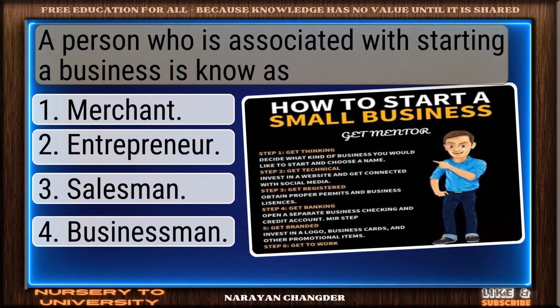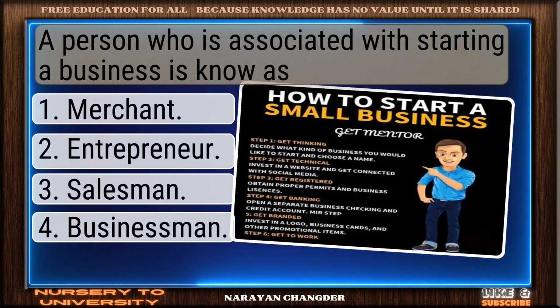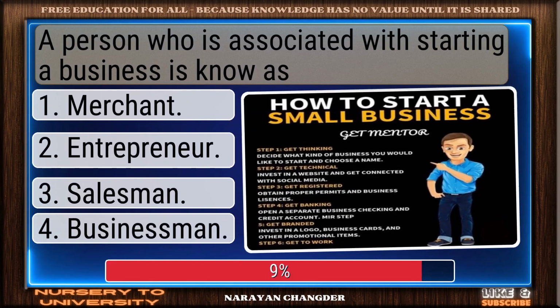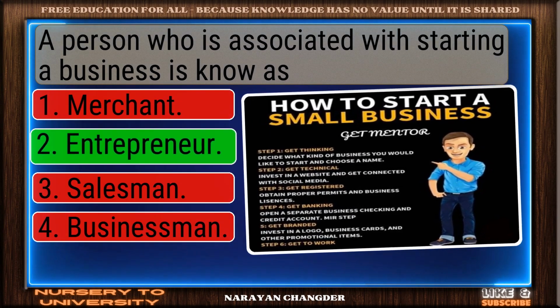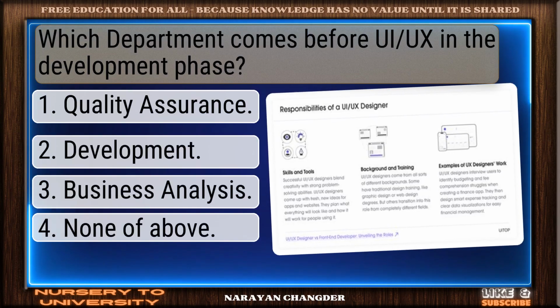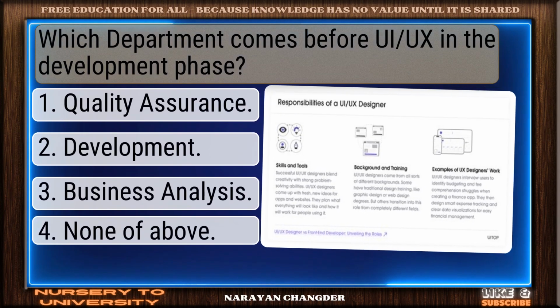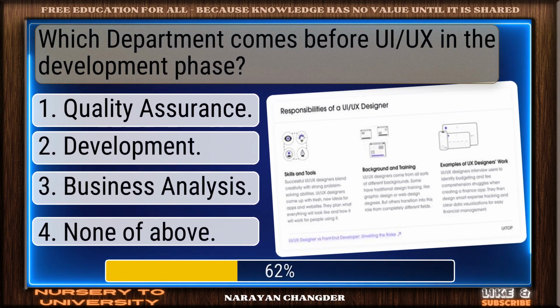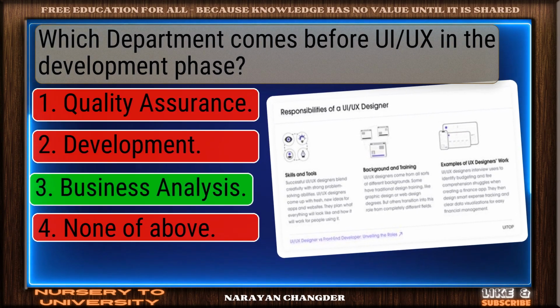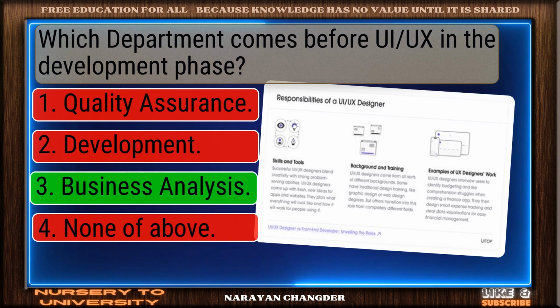Question number 33. A person who is associated with starting a business is known as. Right again. Entrepreneur is a valid answer. Question number 34. Which department comes before UX in the development phase? Good thinking. Business analysis is the right answer.